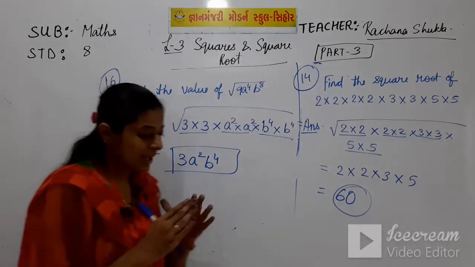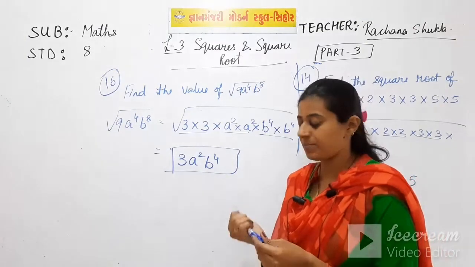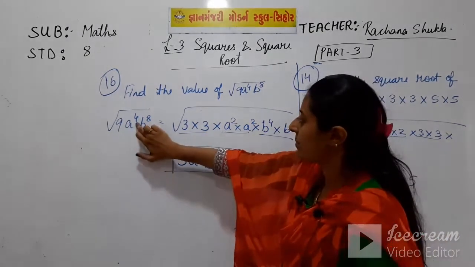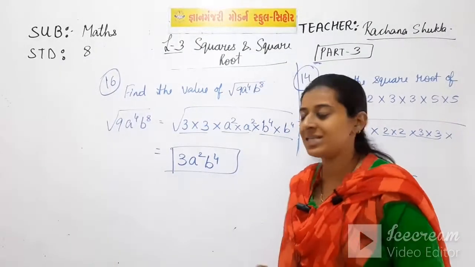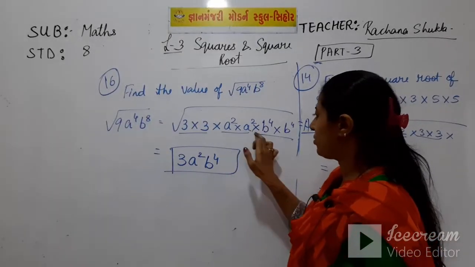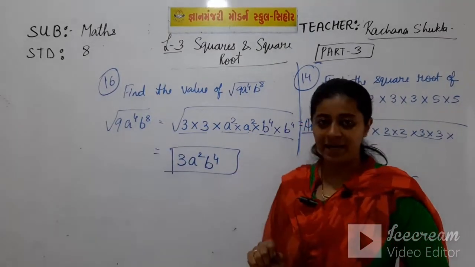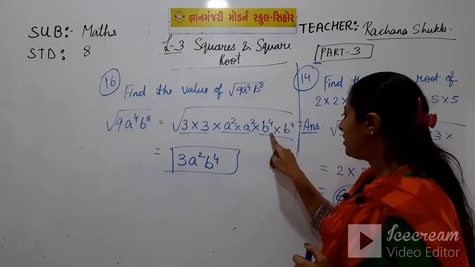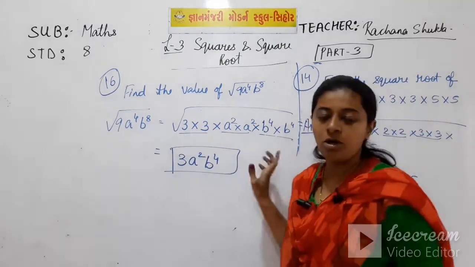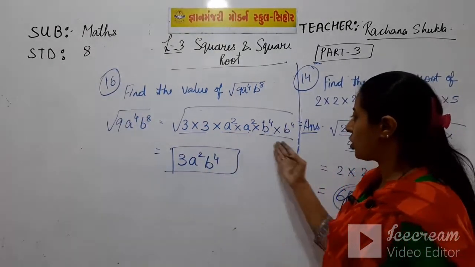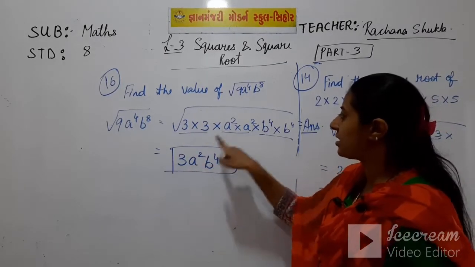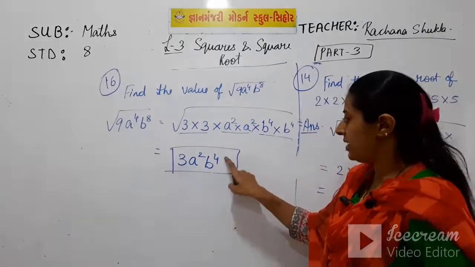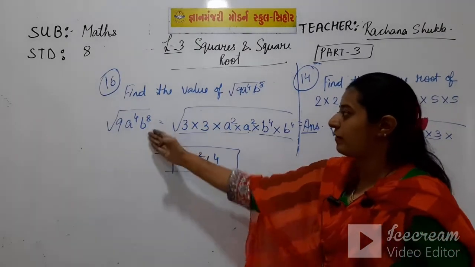You have to expand the numbers in the power and exponent form. See, 9 means 3 into 3. A to the power 4 means a square into a square. A square into a square means a to the power 4. B to the power 8 means b to the power 4 into b to the power 4. B common, 4 plus 4 is 8. So expand the numbers, then take out the common. From 3 into 3 we get 3, from a square into a square, a square, and from b to the power 4 into b to the power 4, only b to the power 4. So this is your answer.